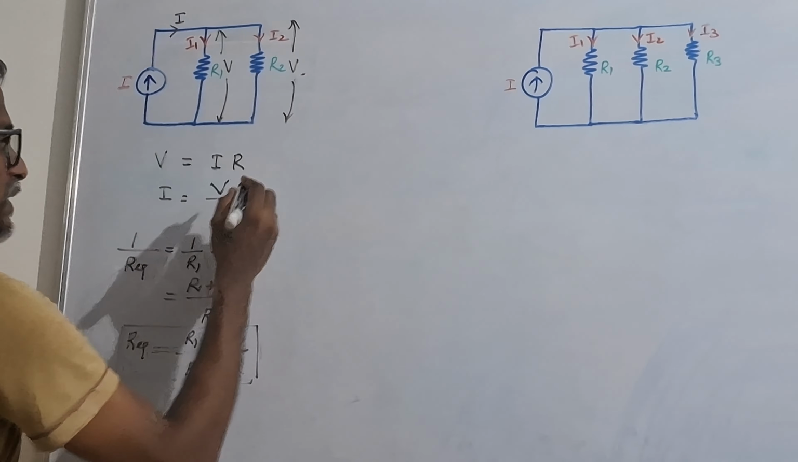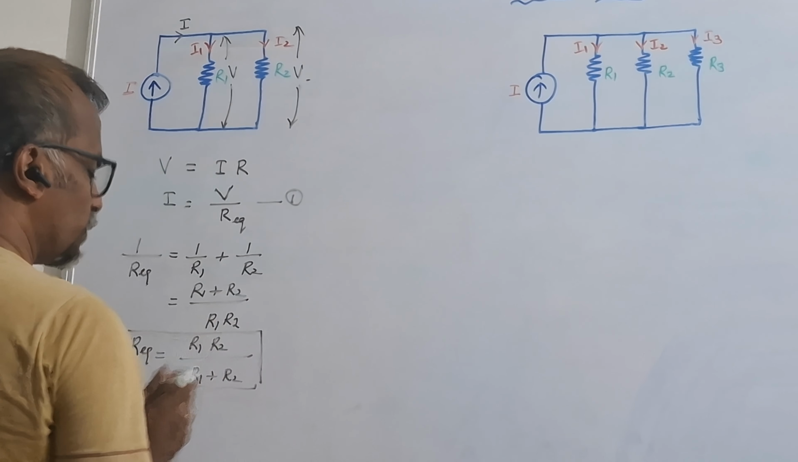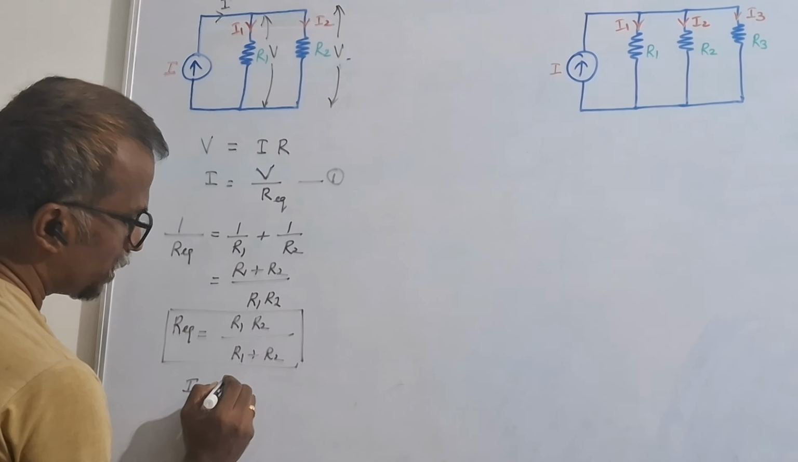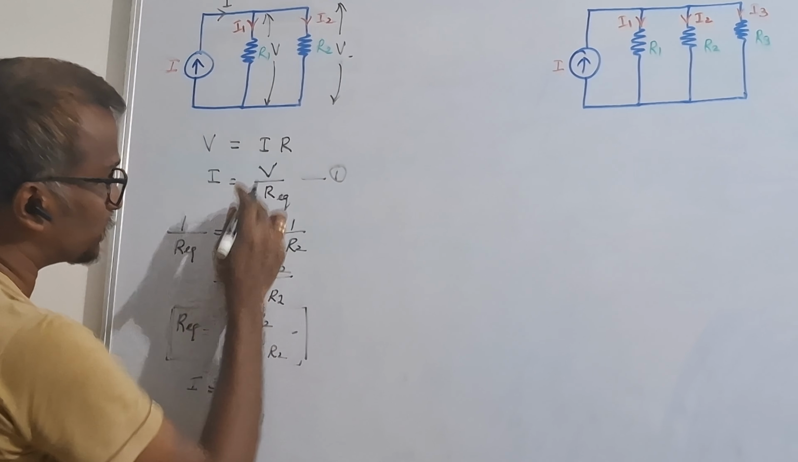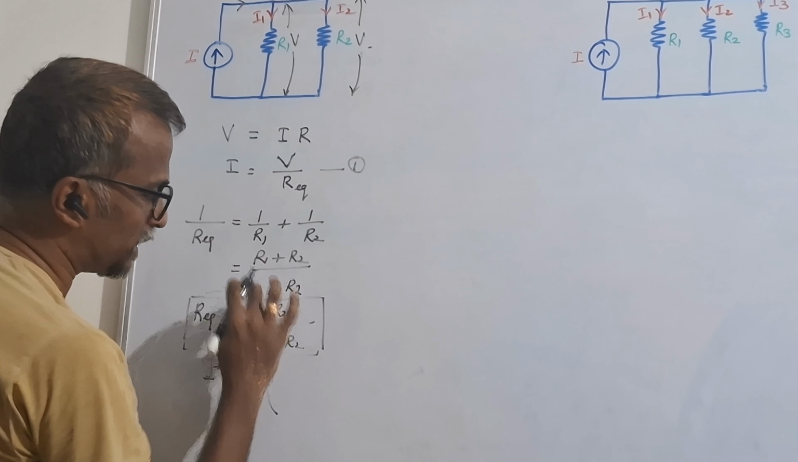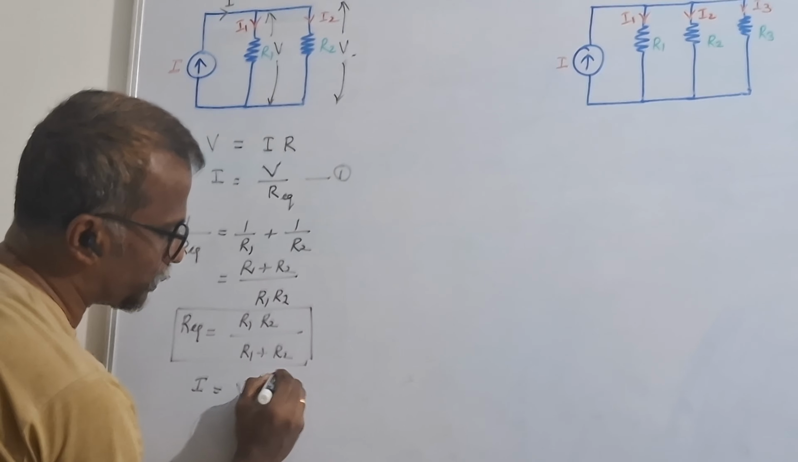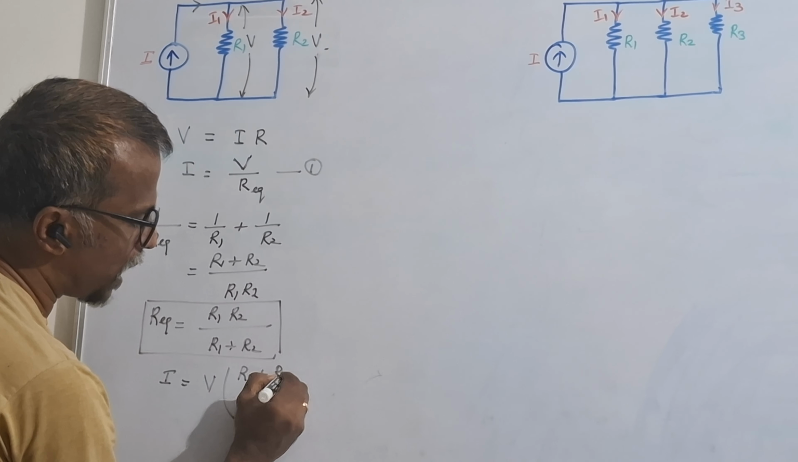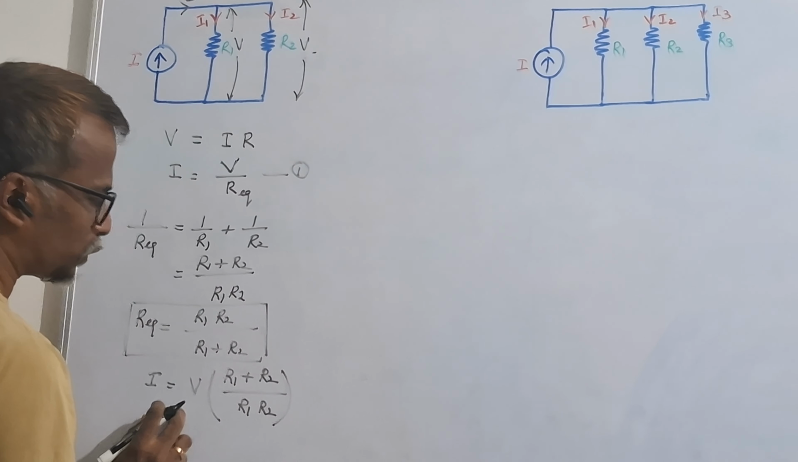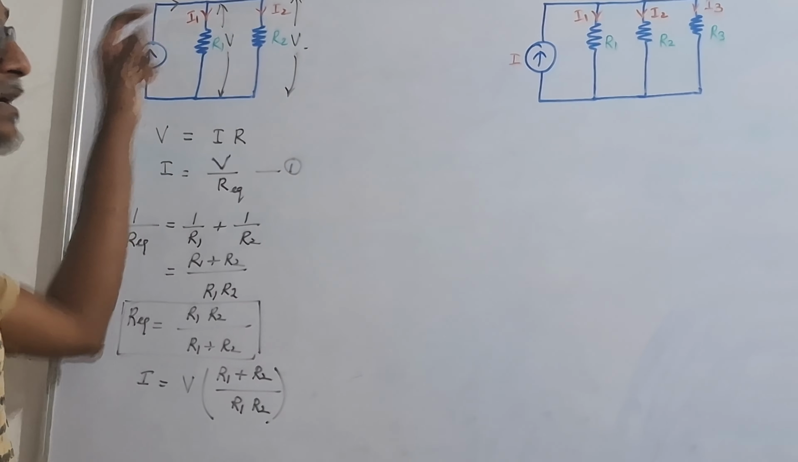So in the first equation, I is equal to V into the reciprocal, therefore R1 plus R2 divided by R1 R2. This is the total current in the circuit.